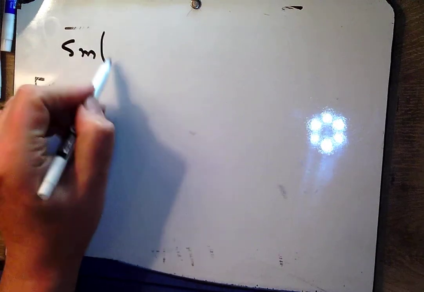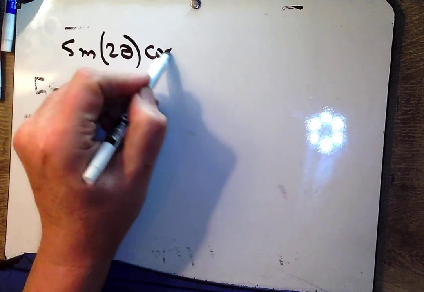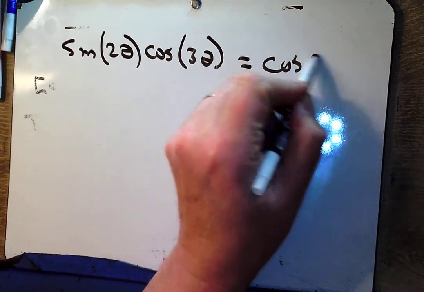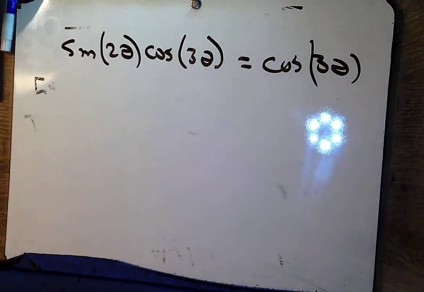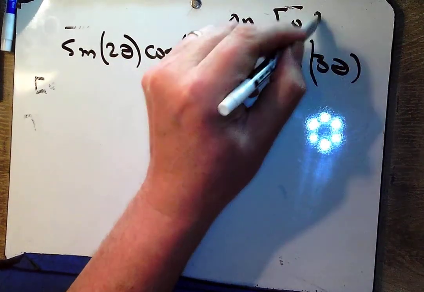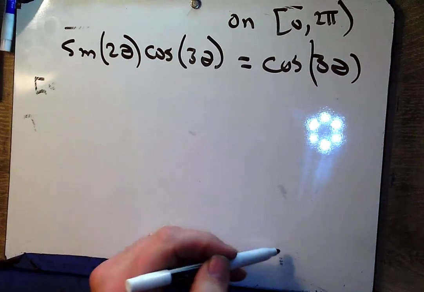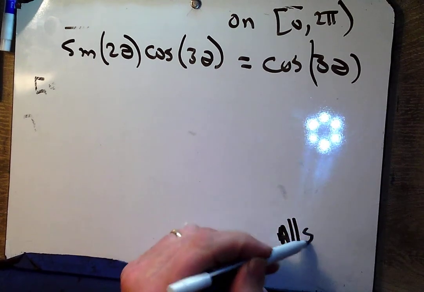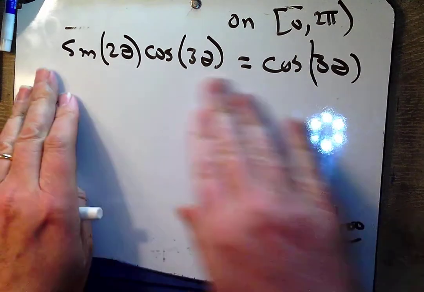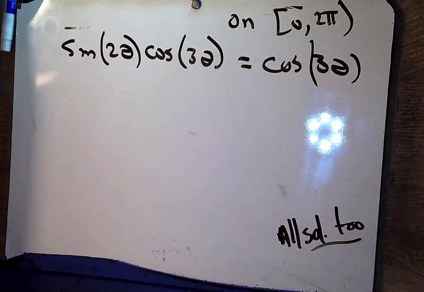How about this one? This looks interesting. Sine 2 theta cosine 3 theta equals cosine 3 theta on 0 to 2 pi. And I kind of want to do all solutions too. But one at a time. So let's look at solving that.